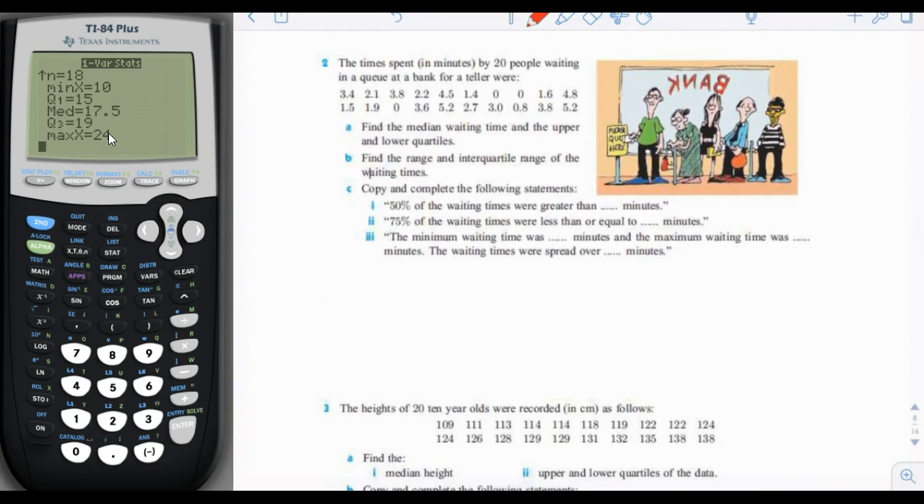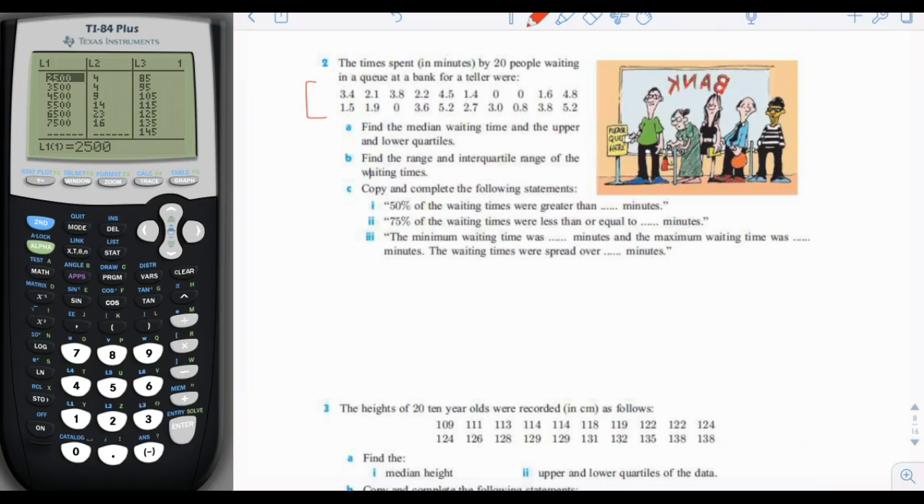The time spent in minutes by 20 people waiting in a queue at a bank for a teller were, okay, find the median waiting time and the upper and lower quartiles. Okay, so the easiest way to do this, again, is with the calculator. So you do stat, edit, and I'm going to put all these numbers in the calculator. And I think I'm just going to put in the list without doing a frequency table because it would be too hard to go through in here and figure out all the repetitions. So I'm going to go ahead and just put them in like that.